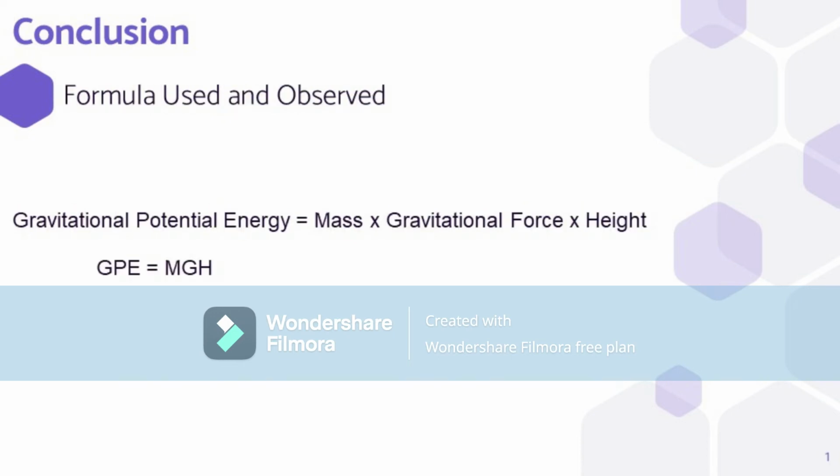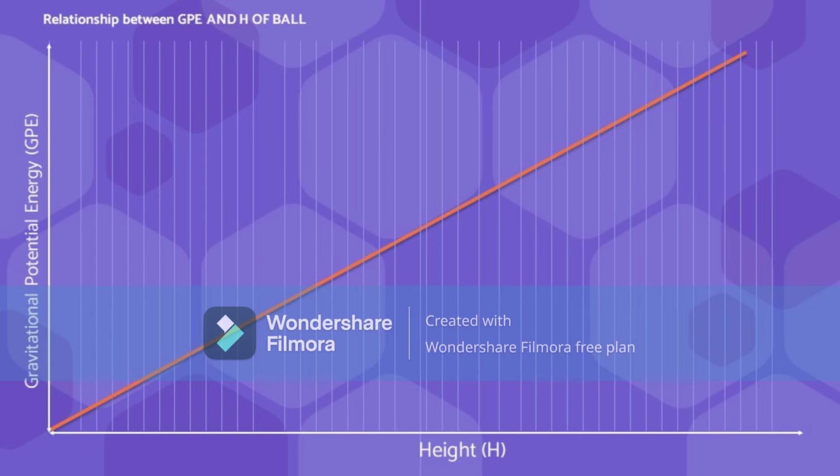This can be further proved from the equation GPE = mgh, where GPE is gravitational potential energy, m is mass, g is gravitational force, and h is height. This shows that the height is directly proportional to GPE. Hence, as height increases, gravitational potential energy also increases.